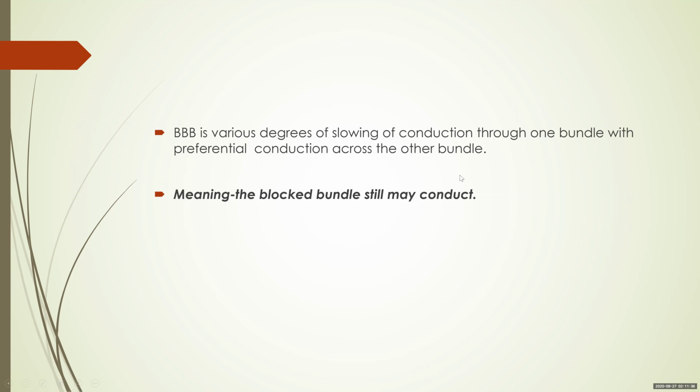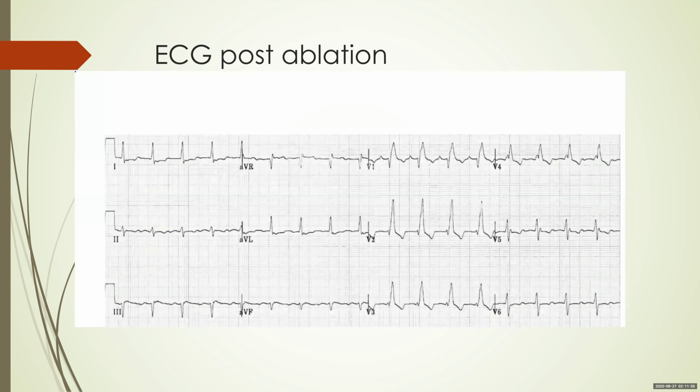All right, this is the most important point you need to learn. A bundle branch block is just slowing of conduction through one bundle with preferential conduction across the opposite bundle. So you can actually study the conduction properties of the left bundle, and if it's conducting, you can go and ablate the right bundle. Actually this was the ECG post ablation, and now you have the right bundle branch block, which has now occurred, and conduction is taking place through the left bundle.